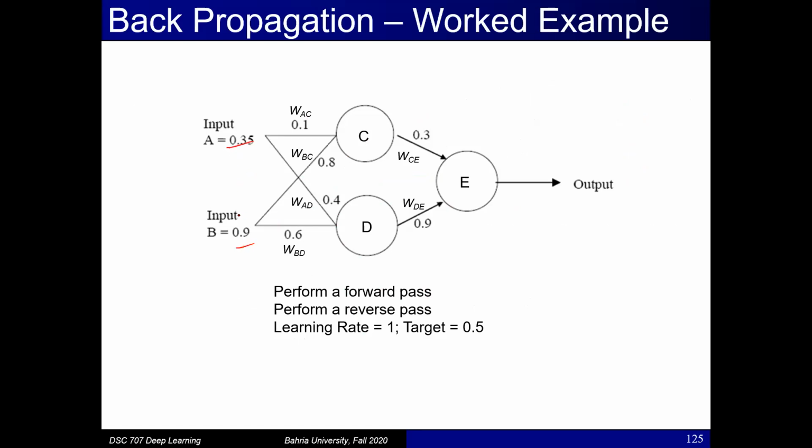Since this is a training example, this is supervised learning, so the target is 0.5, which is the value we want. Why? Because this is supervised learning, so for every example you will always have a target. And just to keep things simple, the learning rate is 1. Practically, it will never be 1, but since we are doing it by hand, it's a good idea to keep a value which allows easy multiplication.